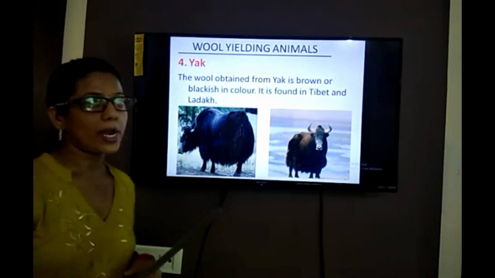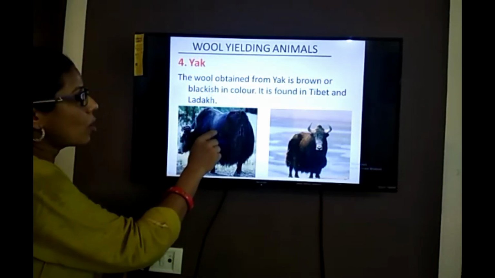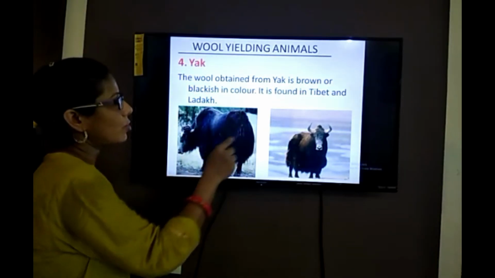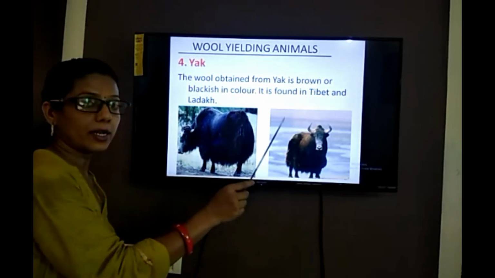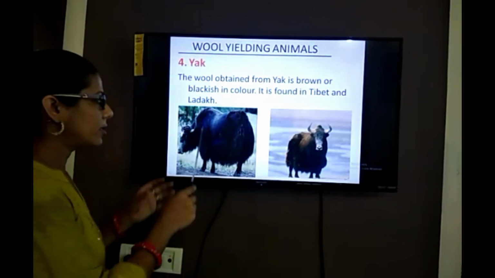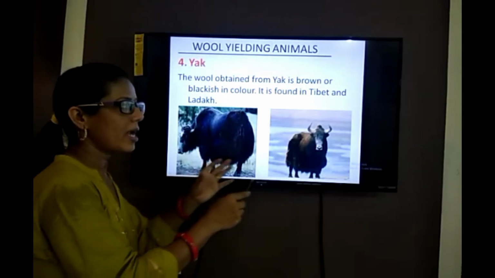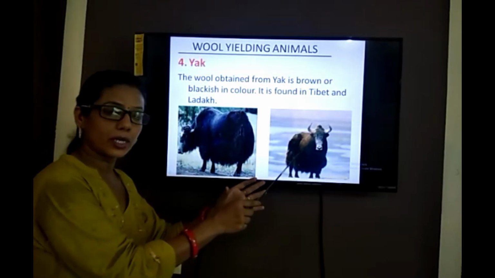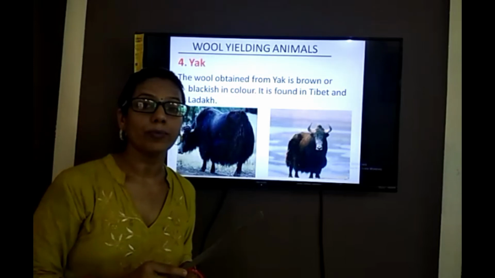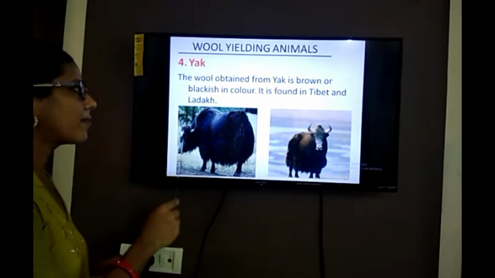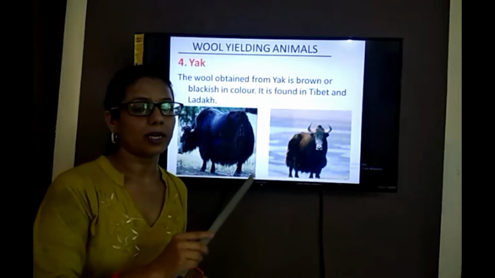Next slide. Now the next wool yielding animal is the yak. Yaks also provide us wool. The wool obtained from the yak is brown or blackish in color. It is found in Tibet and Ladakh. You can see in the picture, this one is blackish in color and this yak is brownish in color. So black or brown colored wool is obtained from yaks, and these yaks are found in Tibet and Ladakh.